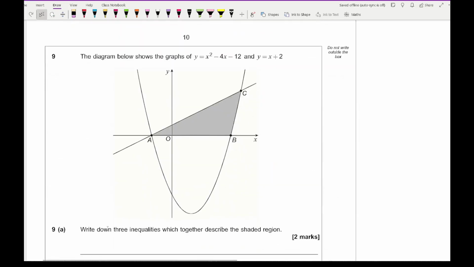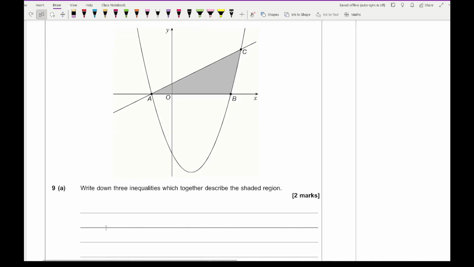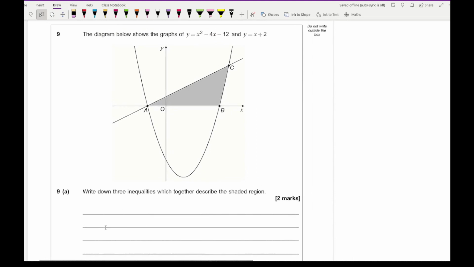Moving on to question 9, it says the diagram below shows the graphs of y equals x squared minus 4x minus 12 and y equals x plus 2. And for 9a it says write down the 3 inequalities which together describe the shaded region. So let's have a look. Just zoom out so we can see the question and the graph in all its entirety.